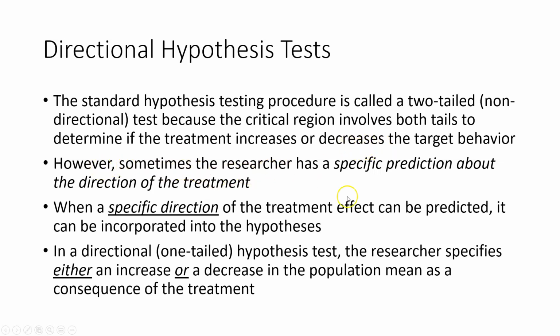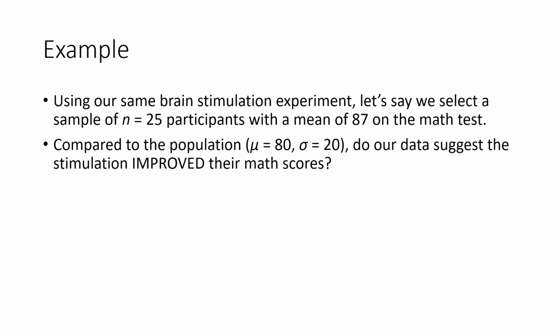However, sometimes the researcher has a specific prediction about the direction of the treatment. And when a specific direction of the treatment effect can be predicted, then it can be incorporated into the hypotheses. In a directional, one-tailed hypothesis test, the researcher specifies either an increase or a decrease because of the treatment. If that were the case, then we put all of our 5% of the alpha in one tail instead of both tails and splitting it across the two. Here's an example.